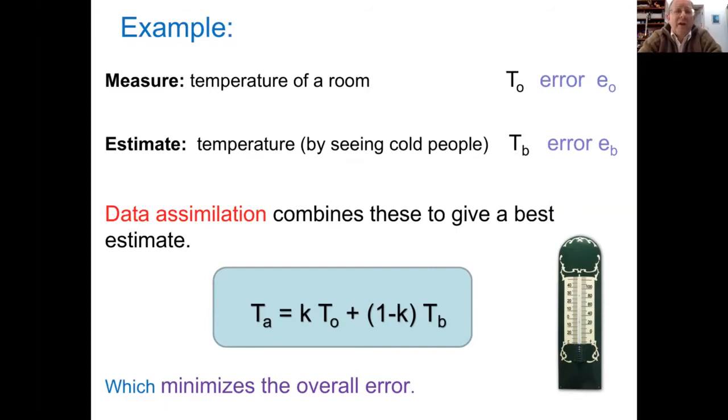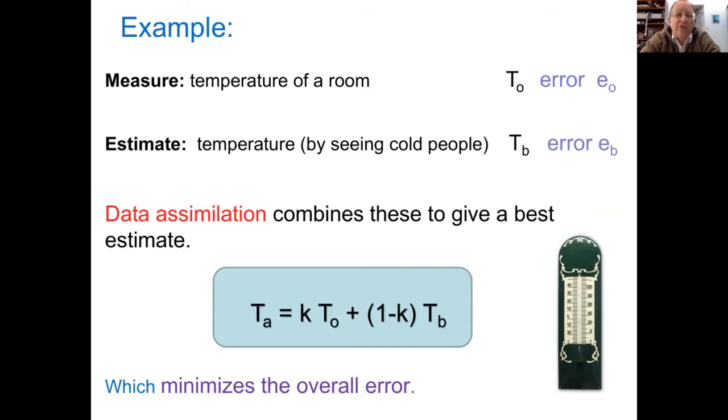And then we estimate the temperature. So the thermometer says it's a nice warm day, but we see that the audience is wearing thick overcoats and is shivering. So we estimate from that the temperature might be rather lower. And there's our best estimate TB, which again has some sort of error EB. And then what data assimilation is doing is try to combine those two, the measurement with the estimate, to give a better estimate for the actual temperature.